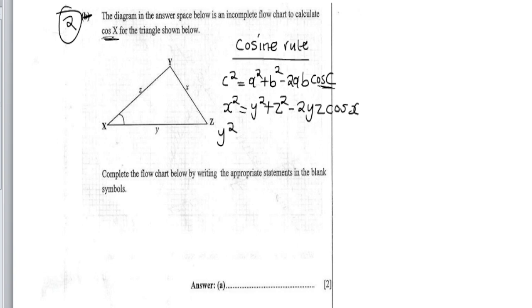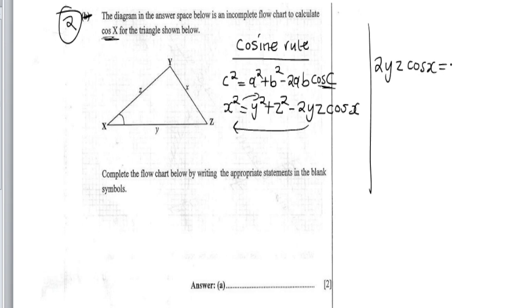Okay, let me do this first. What I'm going to do is move the negative 2yz cos x to this side, and the x squared will go to the other side. So that means positive 2yz cos x should be equal to y squared plus z squared, and the positive x squared now becomes minus x squared. So that is what it becomes.